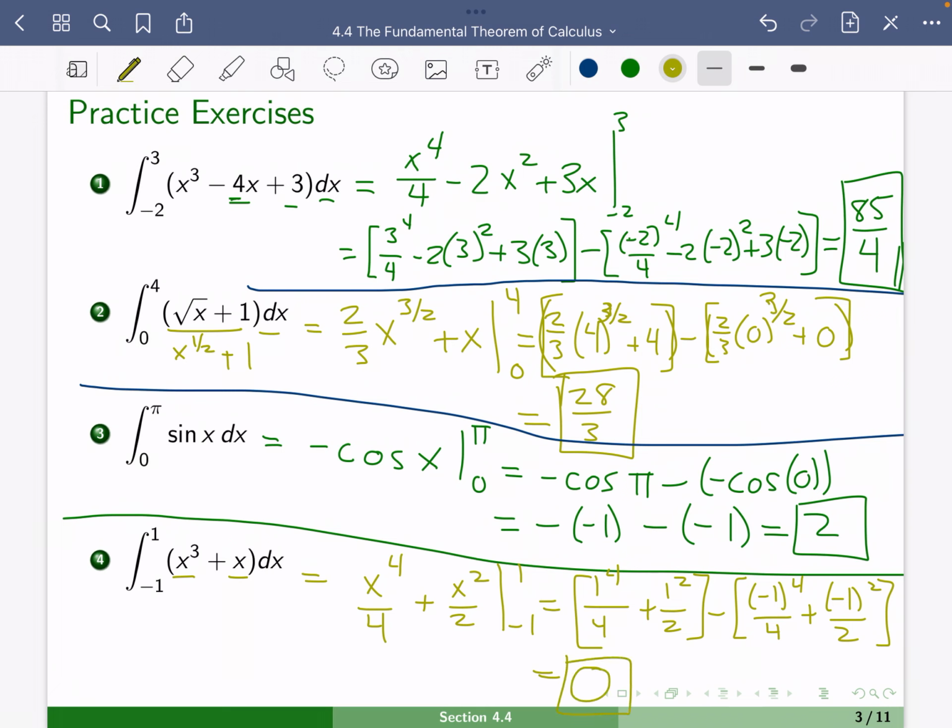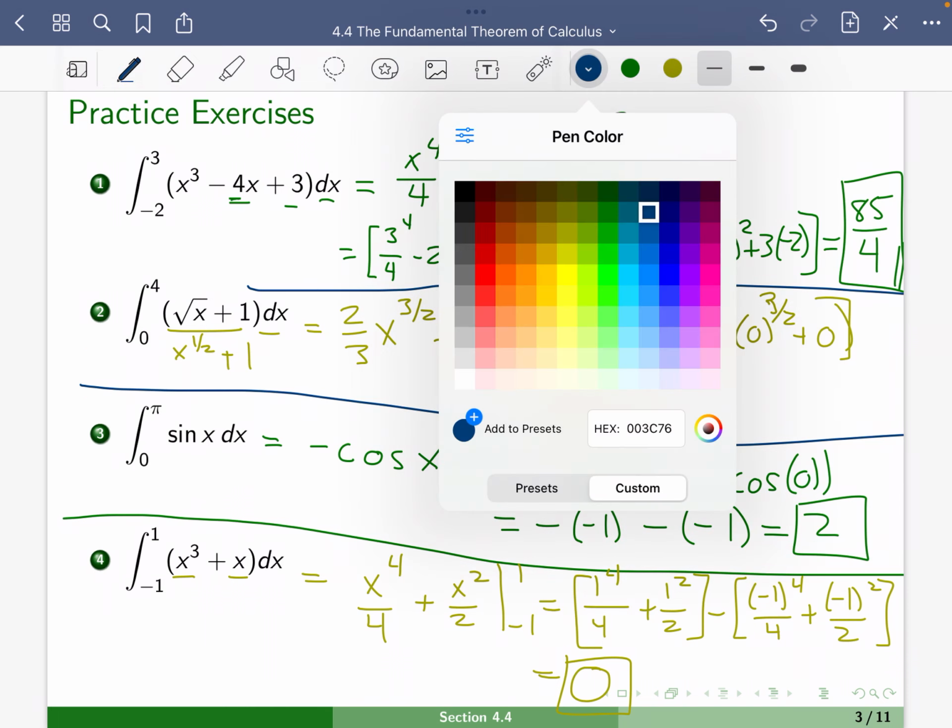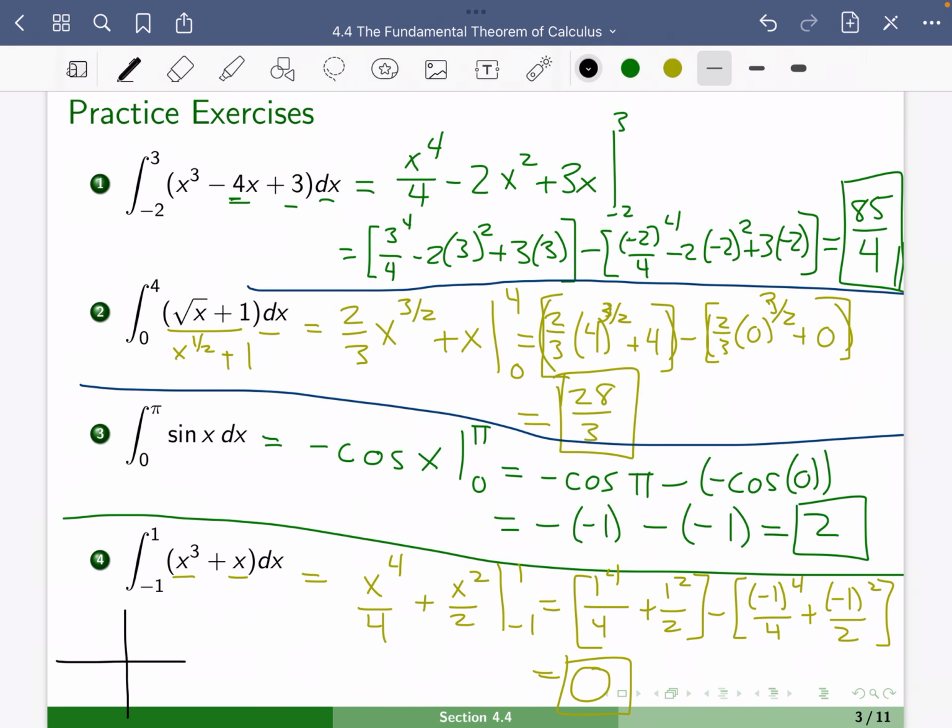Why did we end up with 0? Well, here, this is an x cubed plus x graph. This graph is symmetric about the origin. So when we go from -1 to +1, our positive and negative areas cancel out exactly, right? This area right here and this area right here were the same amount of area, but this was a negative area. That's why it was subtracted. It's down here. And so we ended up with 0.